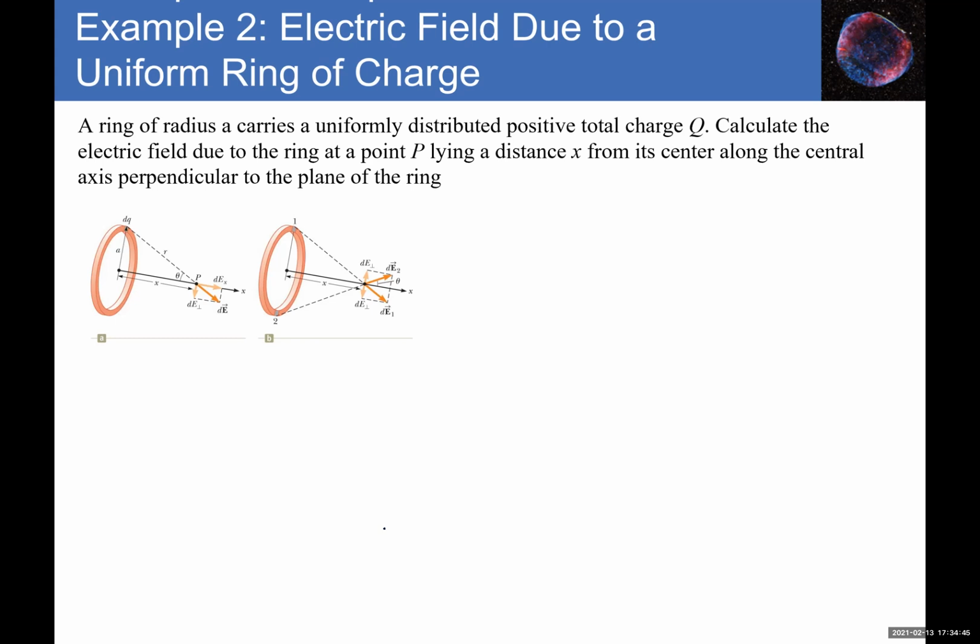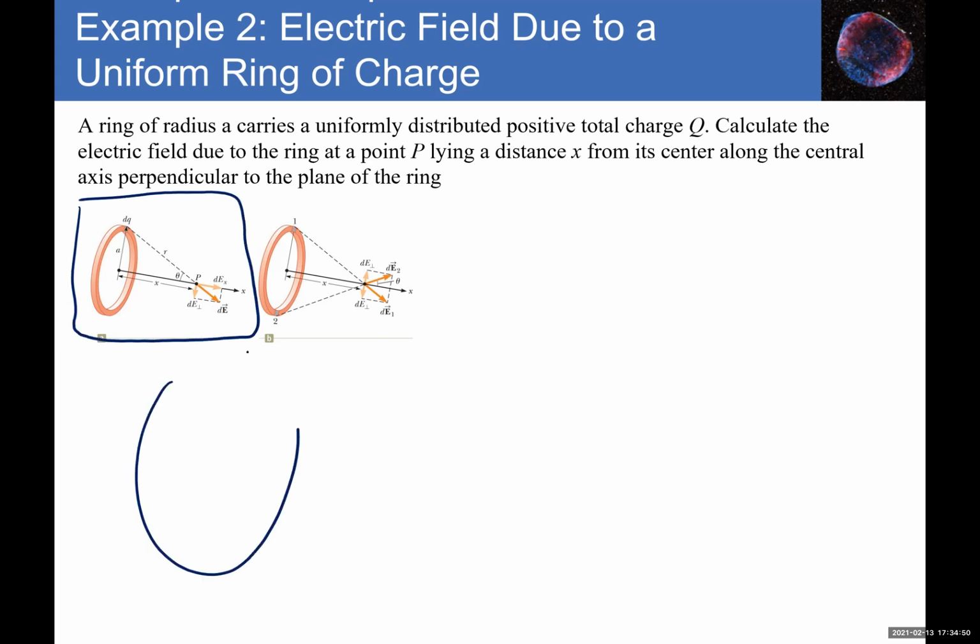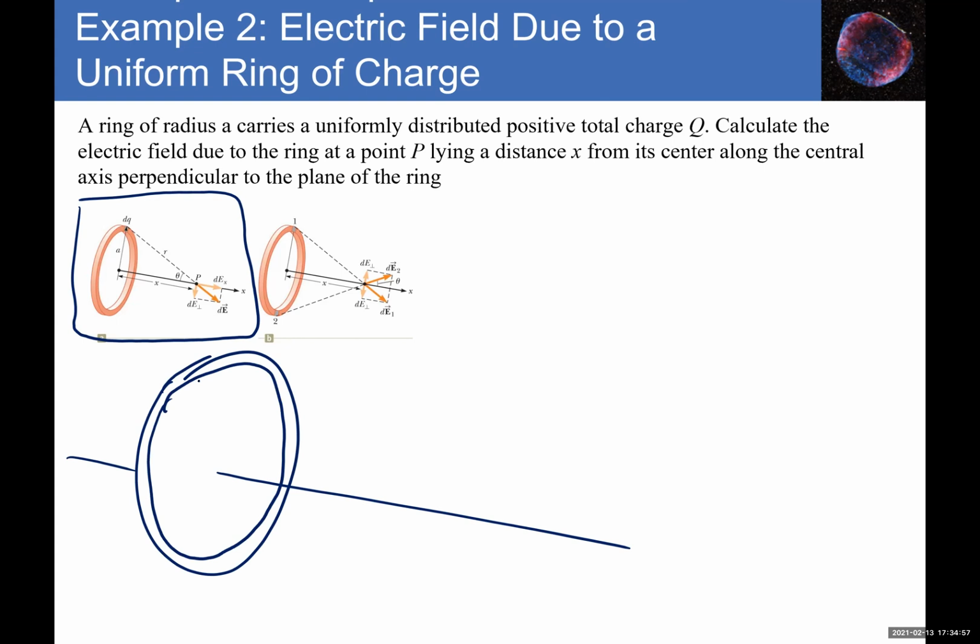Think like this. This is my image, so let's make it bigger. Let's say this is the ring, like that. And I put it such that this is the x-axis and this is, let's say, the z-axis. So the ring is in the yz plane, where this is the origin, and I want to find the electric field at some point P. That's kind of the idea.